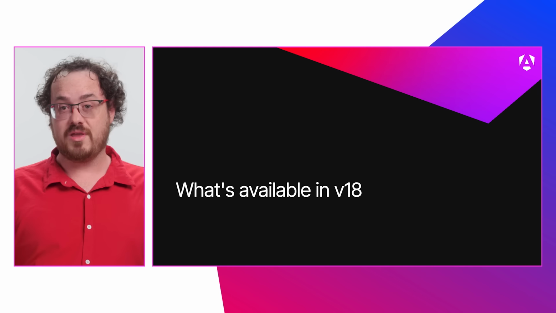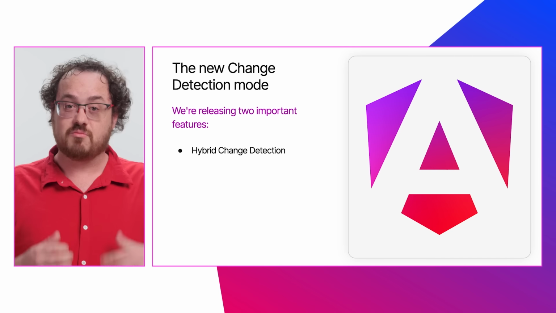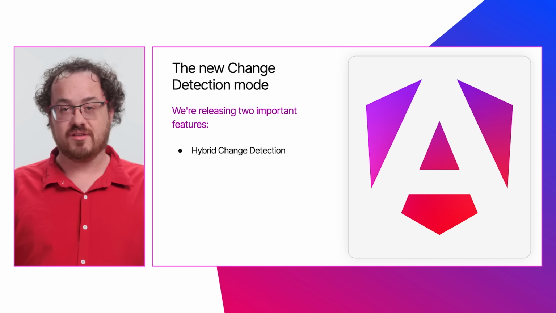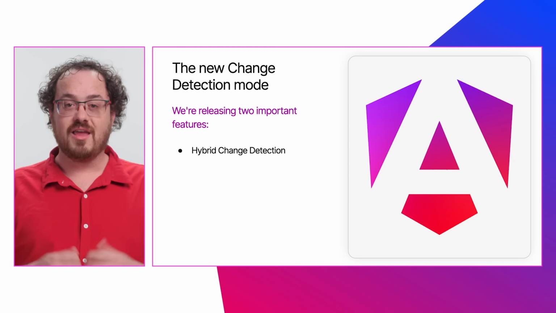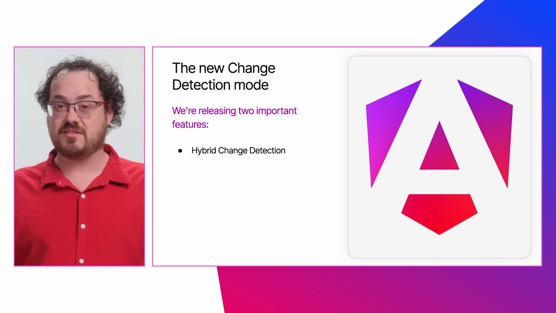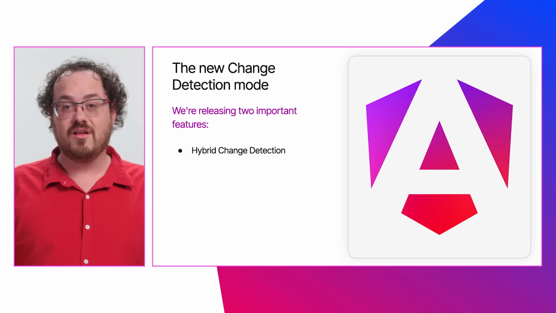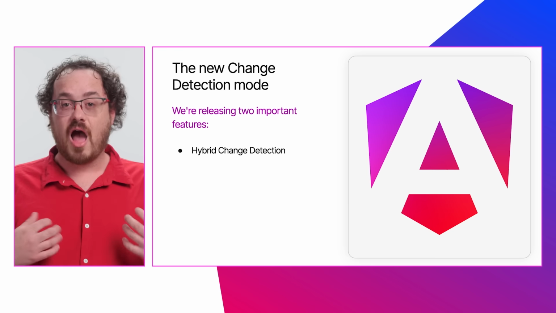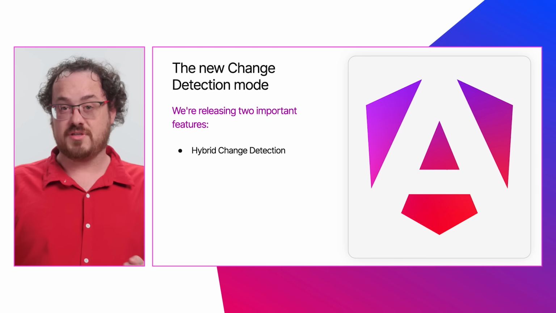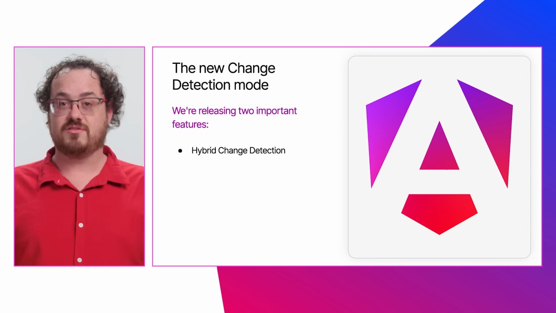In v18, we expect to release 2 major pieces of this puzzle. One piece is what we've been calling hybrid change detection, which we'll be enabling by default for all v18 applications. In this mode, even if Zone.js doesn't patch an API, or if changes are made outside of the Angular zone, Angular will still listen to signals and other notifications about changes and schedule change detection.